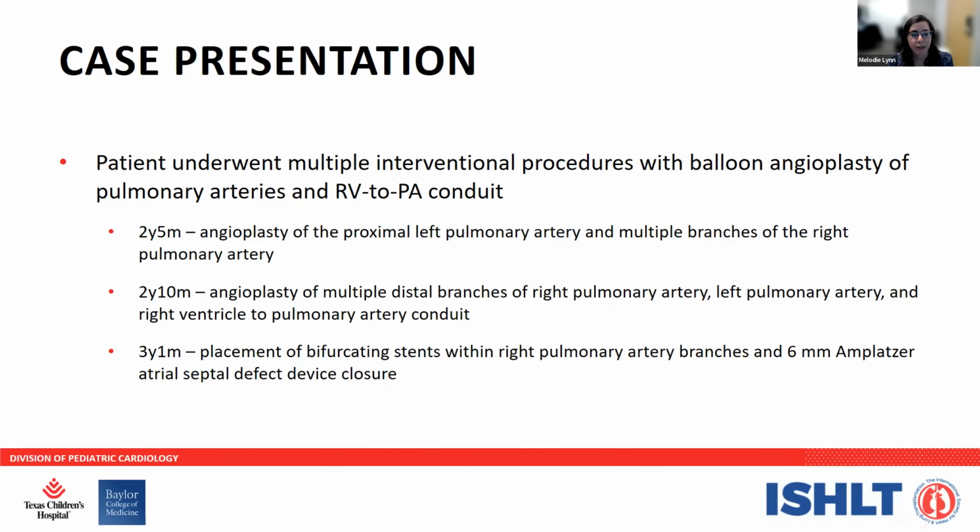She had her final intervention at 3 years and 1 month, when again her RV pressures were half systemic. She had a PVR of 5.8 Woods units. She had placement of bifurcating stents within the right pulmonary artery branches, and her ASD was closed at that time. Her saturations at baseline were 89% on room air, and at the end of the case they were high 90s on room air. She was weaned off supplemental oxygen and was doing well with good energy at home.